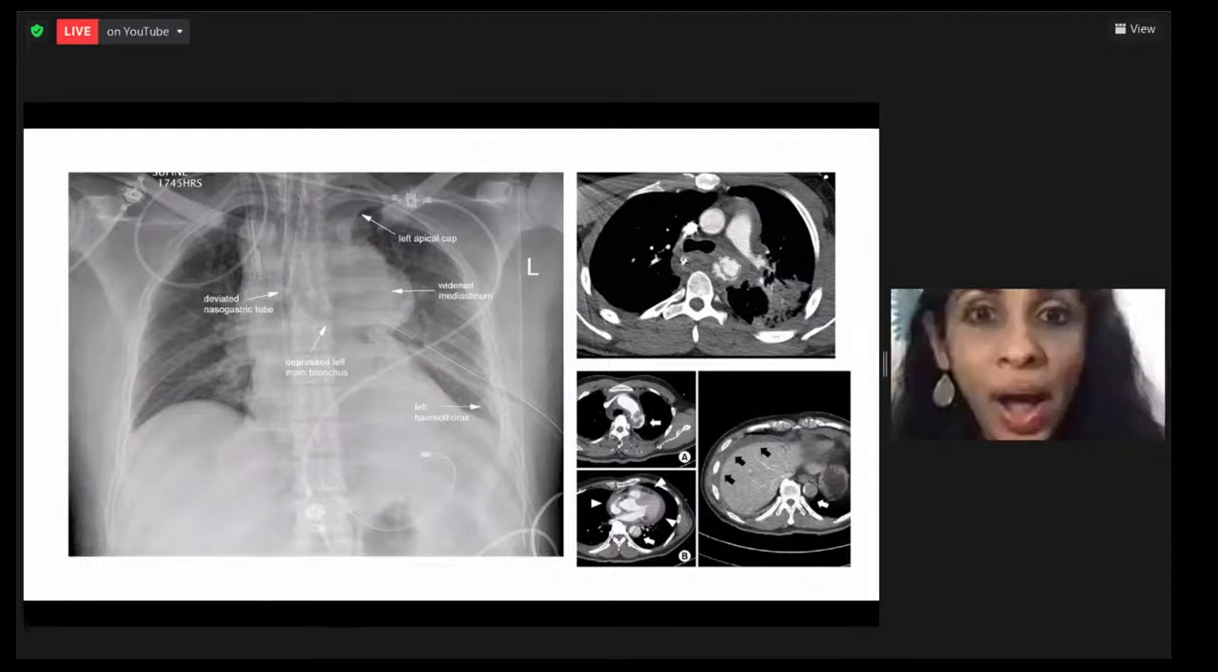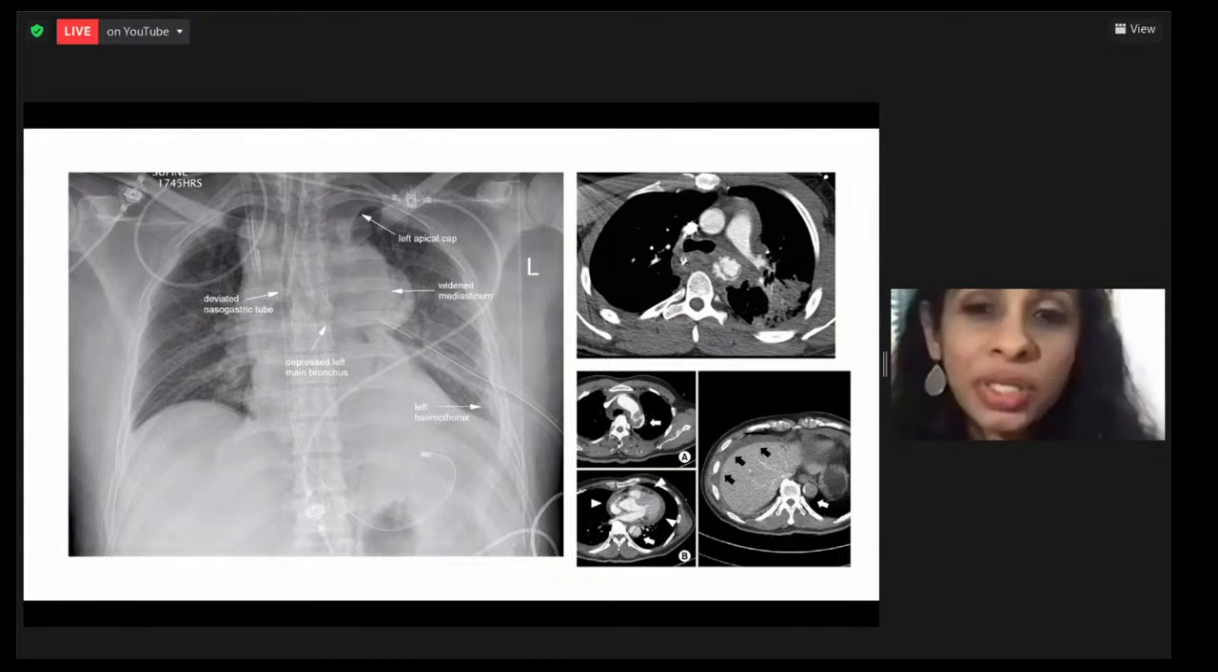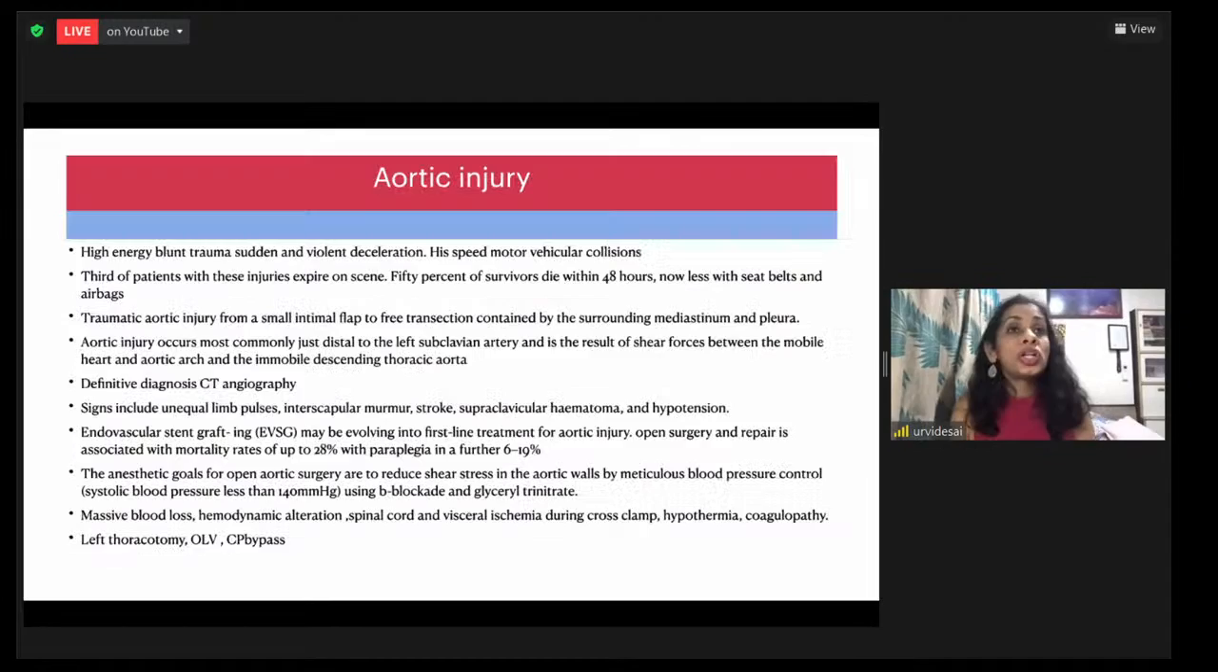Okay, now an injury, can anybody guess what this is? If you look at the X-ray, there's a widened mediastinum. If you look at the CT scans, there's an aortic dissection. So it's an aortic injury. Now, aortic injury, let me tell you, is an injury caused by rapid deceleration, so high-speed vehicular collisions and high velocity accidents, right?